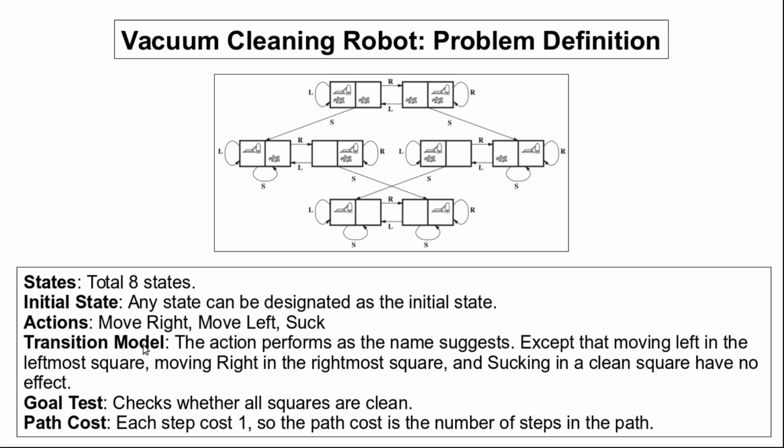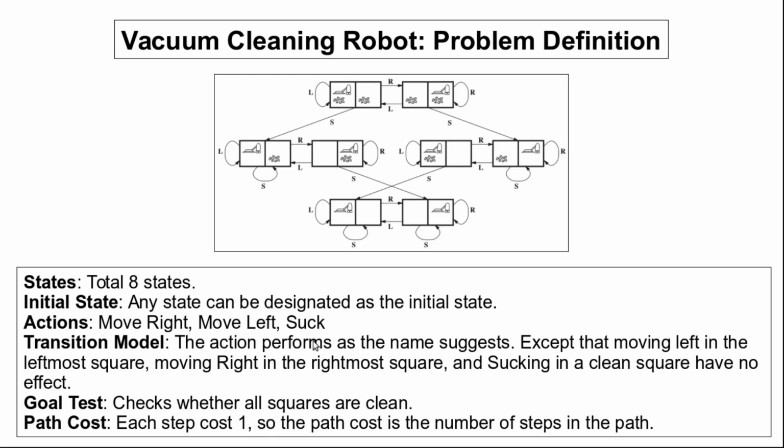So that would be our transition model. And now the goal test. What is our goal state? Our goal is to have both the rooms clean. And now the goal test will check whether all the squares are clean or not. So that would be our goal test.